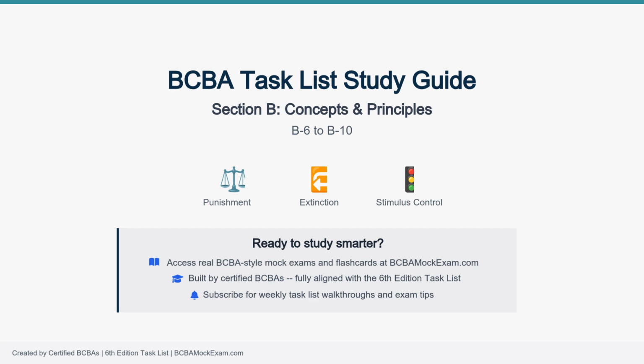As you listen, keep asking yourself 2 questions: what changed in the environment? And did behavior go up or down in the future? That simple lens will help you cut through a lot of confusing wording.